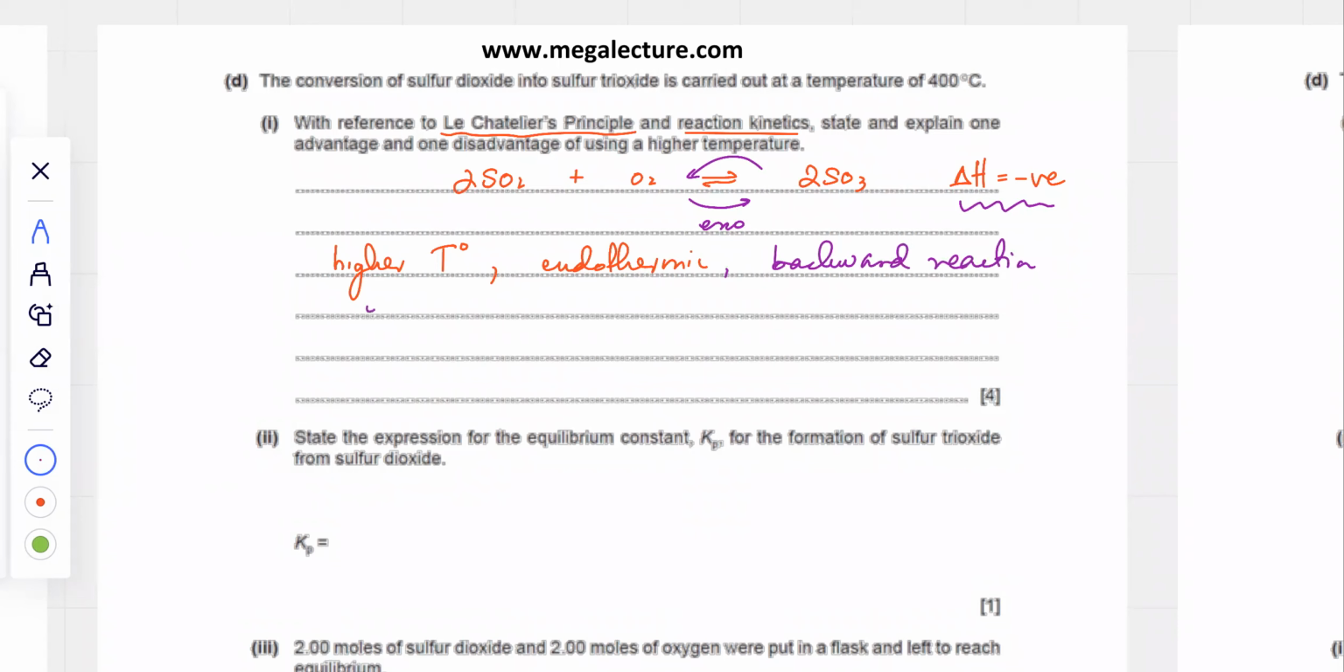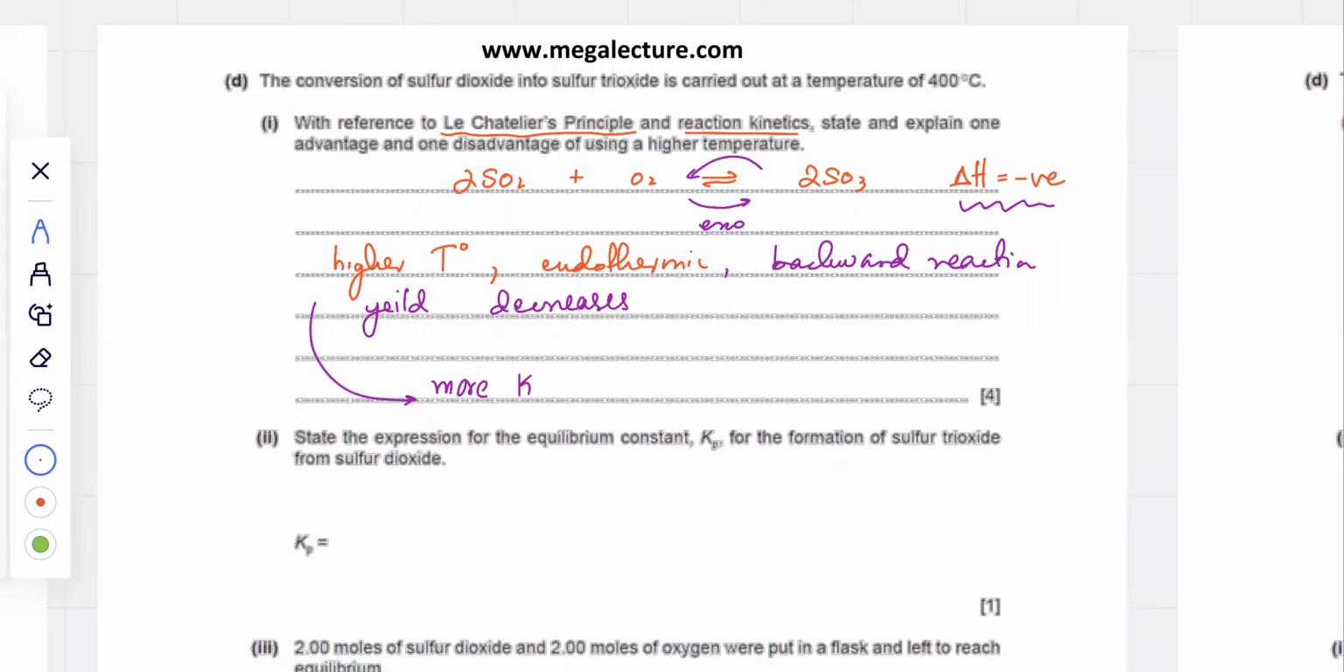That means the yield decreases. So you're going to have lesser yield. So that's one disadvantage. But what's the advantage of using a higher temperature? If you use a higher temperature, what happens to reaction kinetics? Reaction kinetics is the rate of reaction. Do you have a faster reaction or a slower reaction at higher temperatures?